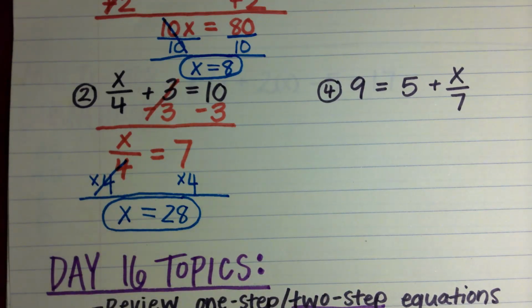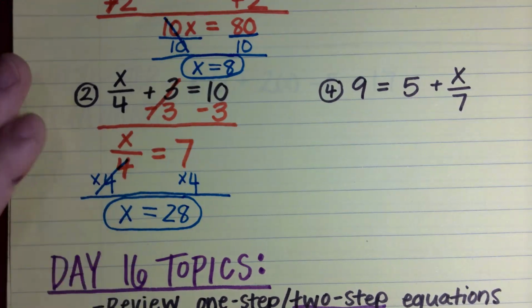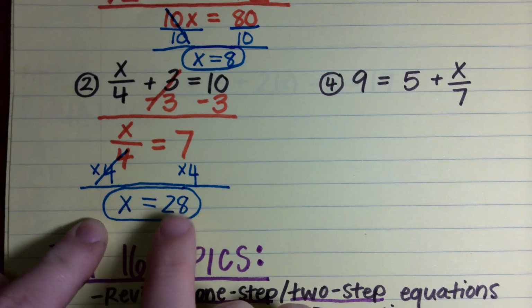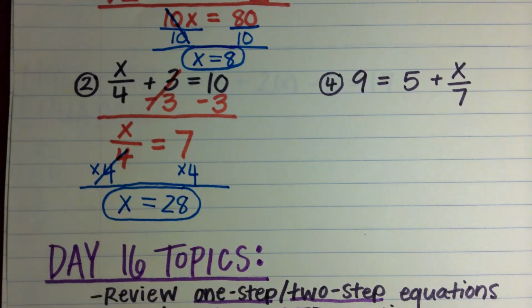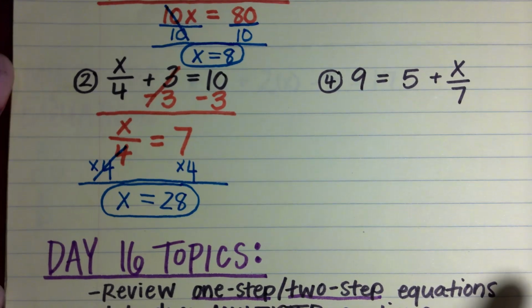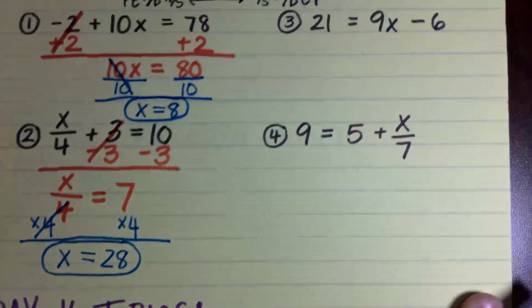Gotcha. That's okay. So remember, our goal anytime that we're solving an equation is to get x by itself. So if there's still something over here with x, we've got to figure out how we can get rid of it. We know that we're done once we have x equals a number. That's how we know we're done. Any questions on number 2 before we move on? Okay, let's look at number 3.